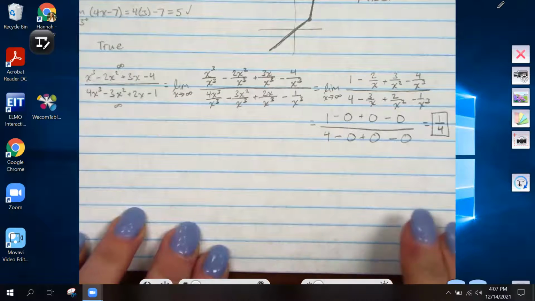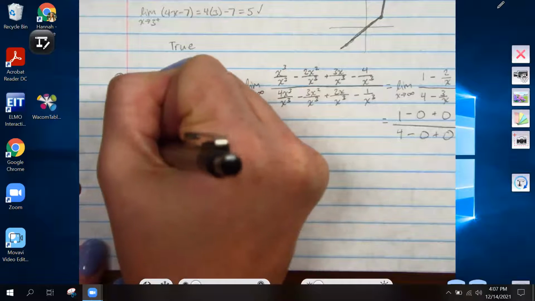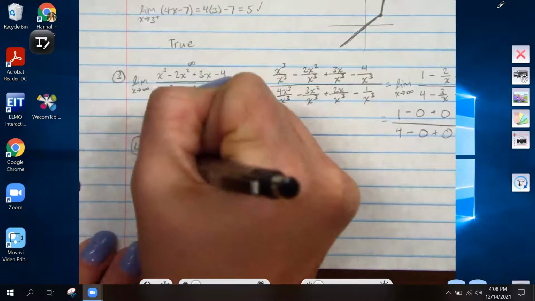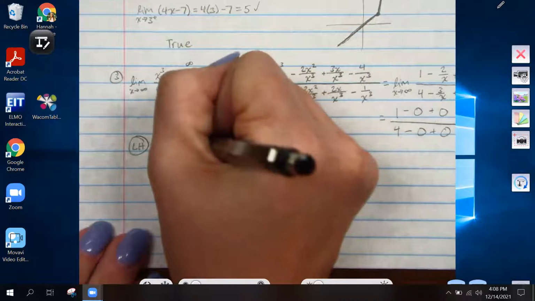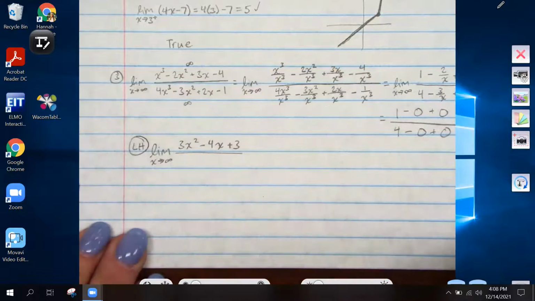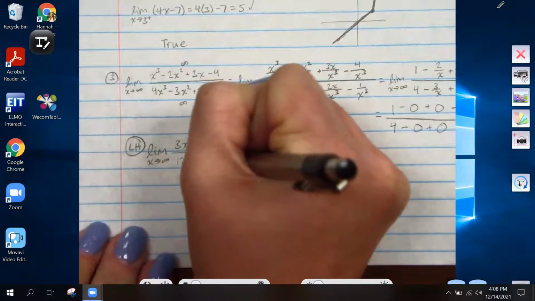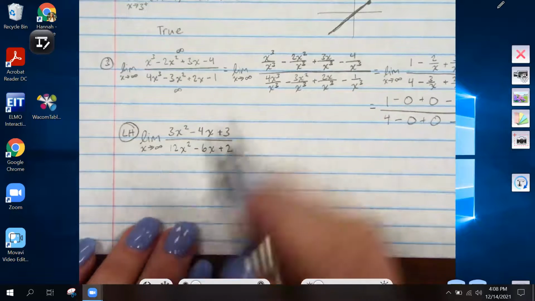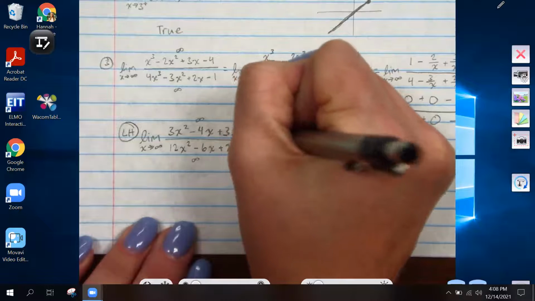Now, if you were to work this same problem using L'Hopital's rule, so I'll do a little LH here. We still have the limit as x approaches infinity, and then we're taking the derivative of the numerator. So 3x squared minus 4x plus 3 over the derivative of the denominator, 12x squared minus 6x plus 2. Now, if we were to plug in infinity now, we would still get infinity over infinity. So we need to use L'Hopital's rule again.